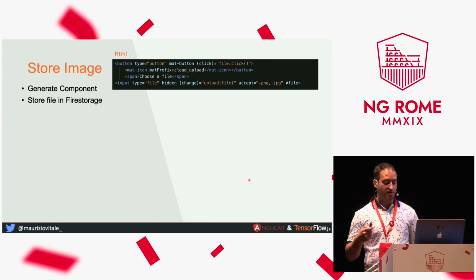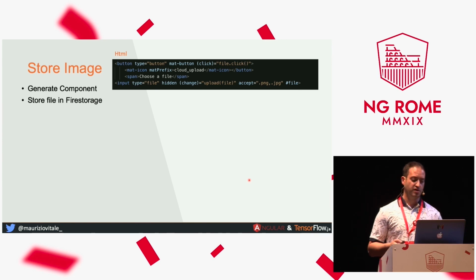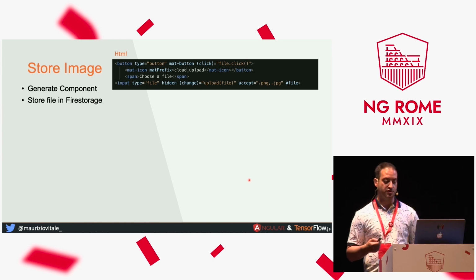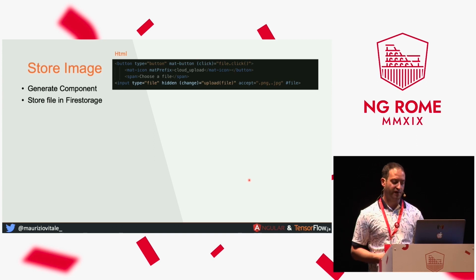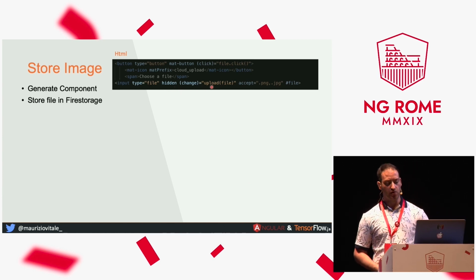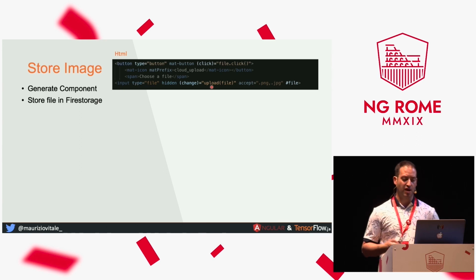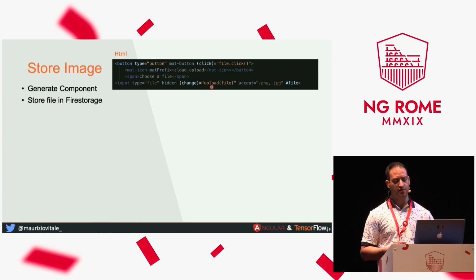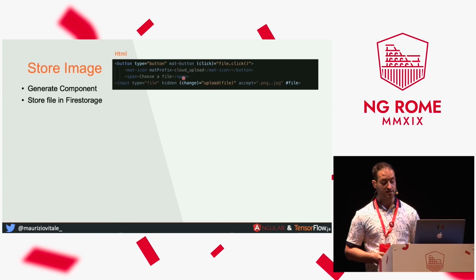And starting from the HTML, we use the input type file that allows the user to upload a file. And every time a file is selected, the change event will fire and the upload function will be called. Just to have a better UI, I'm hiding this tag. I'm using the material buttons that allows me to have a custom icon and a custom sentence.